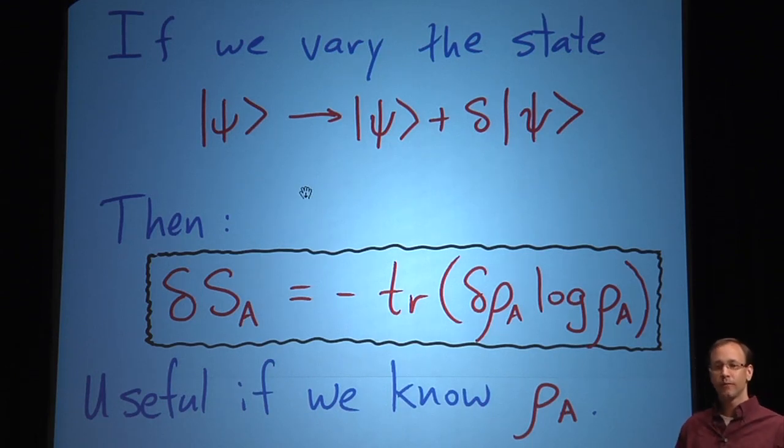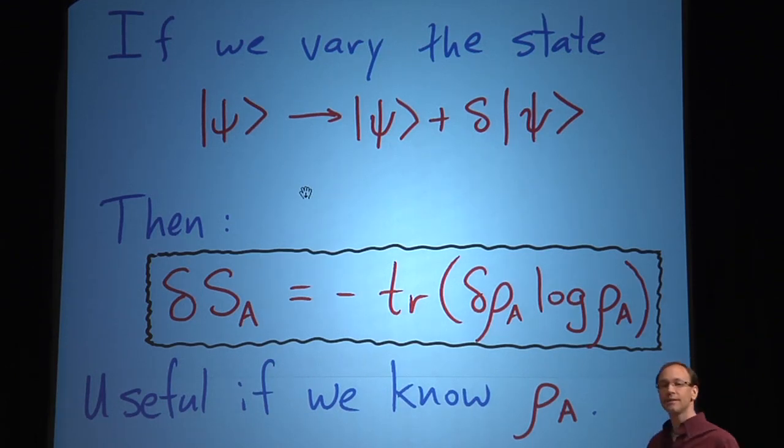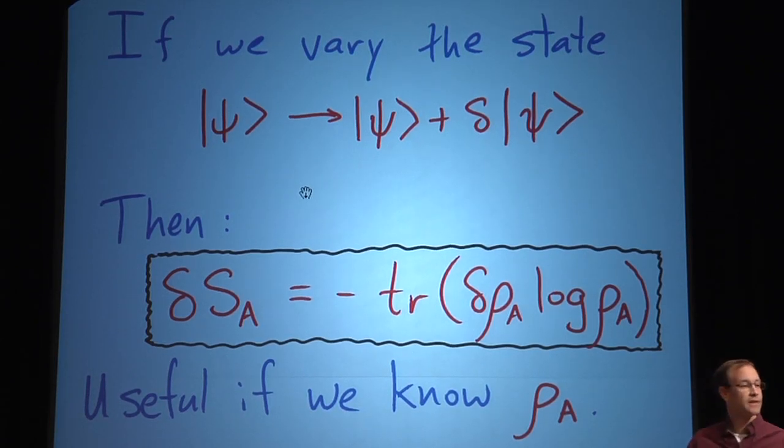So now I want to demonstrate a result about what happens to the entanglement entropy if you vary the quantum state. So we imagine starting with some state of the entire system, and then we change it a little bit, and immediately from the definition of entanglement entropy, what we find is that the variation of the entanglement entropy for the subsystem is equal to this expression that involves the variation of the density matrix and then the log of the original density matrix. Okay. And so that seems fairly trivial, but in fact it's quite useful in many cases if we have knowledge, if this original density matrix takes a nice form.